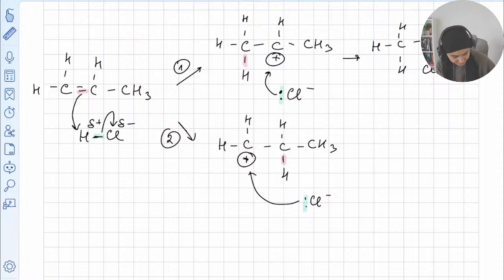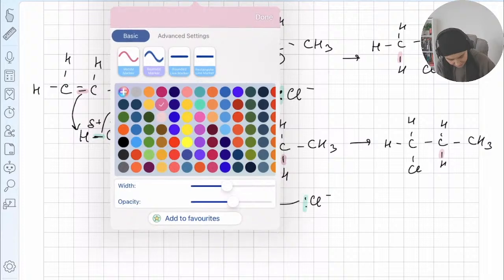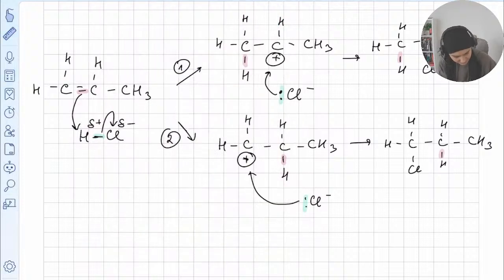CH3CHClCH3 from here, and CH3CH2CH2Cl from there, and this is where I attach hydrogens, and this is where I attached chlorine. And remember, this is the major product. This is the minor product. All right, and now to explain why the major product is this one.